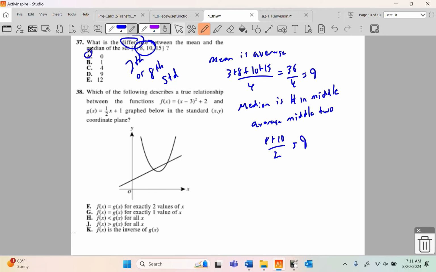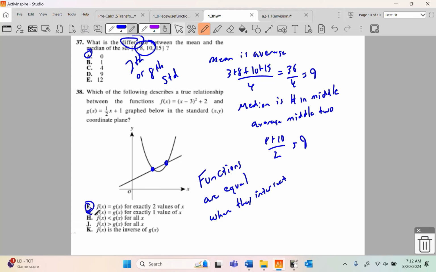Number 38. Which of the following describes a true relation between the functions f of x equals x minus 3 quantity squared and g of x equals 1/2 x plus 1 graphed in a standard xy coordinate plane? It's going to be the first one. These two things are equal wherever they intersect, and they intersect 2 times. So it wouldn't be g.